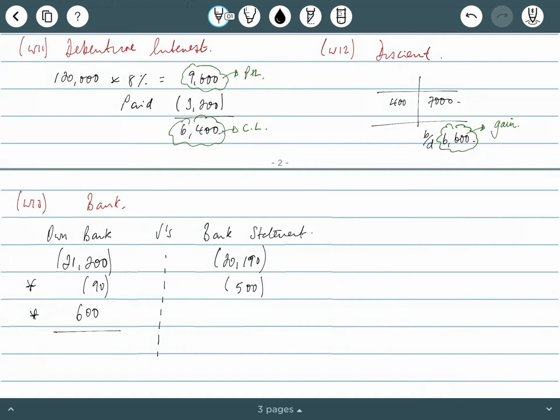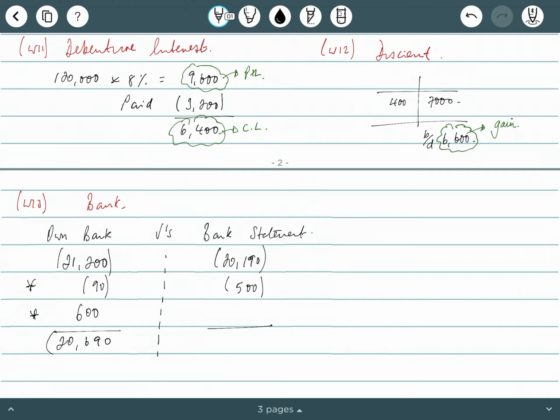All right, now hopefully these work out. So, minus 21,200, minus, sorry, I'll do that again now because the calculator wasn't clear. Minus 21,200 minus 90 and add 600. Okay, gives us 20,690.